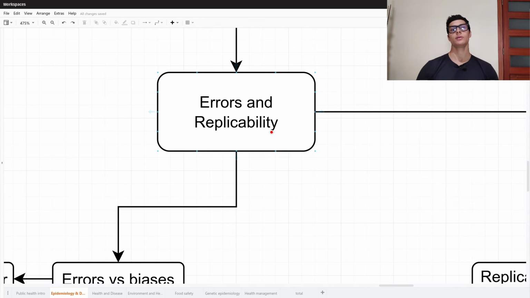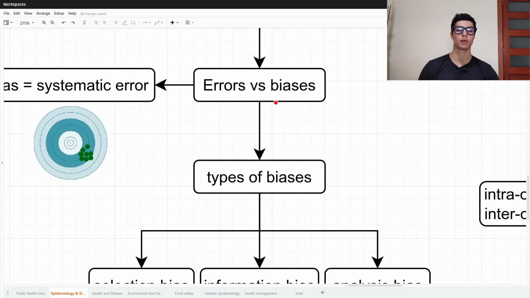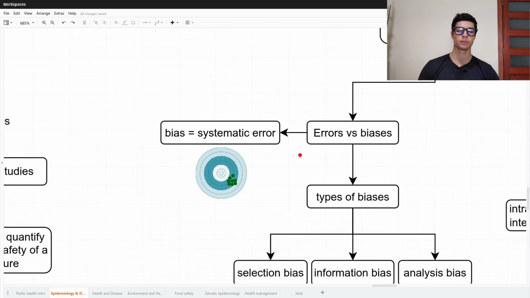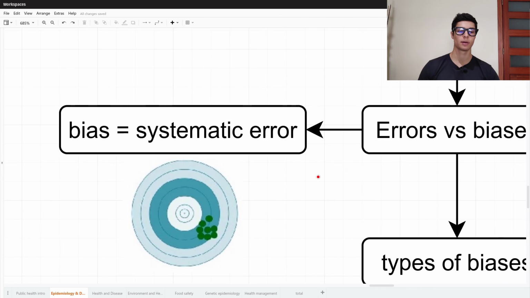Yes, because you have to know that scientific studies may have errors, and they do need to be replicable to be considered a scientific study. So let's begin with errors and biases. There is a significant difference between an error and a bias. A bias is a systematic error. An error is something that we have done wrong and we got wrong results.